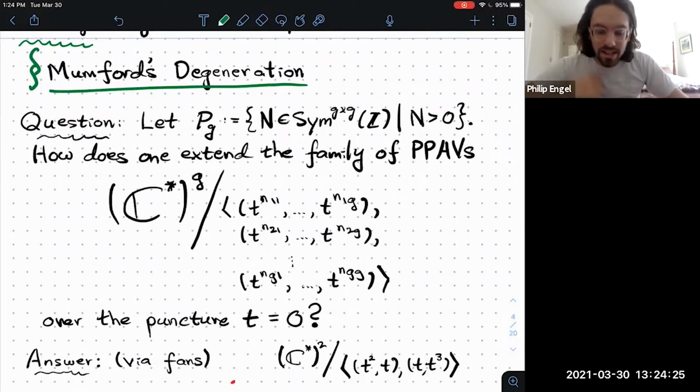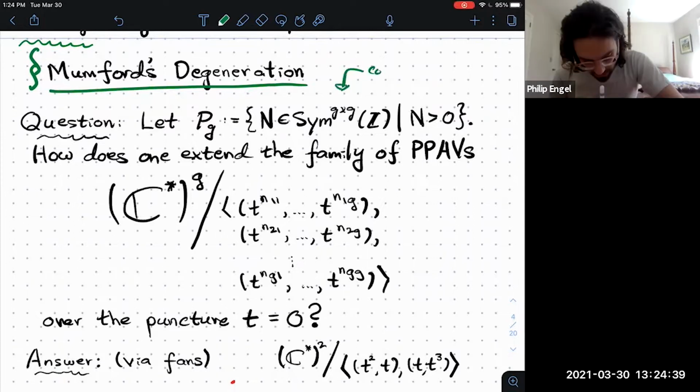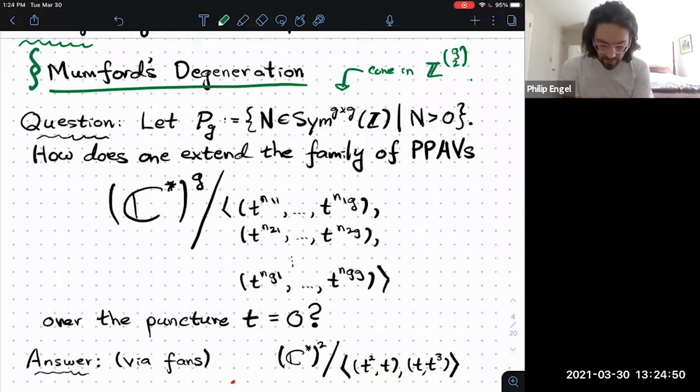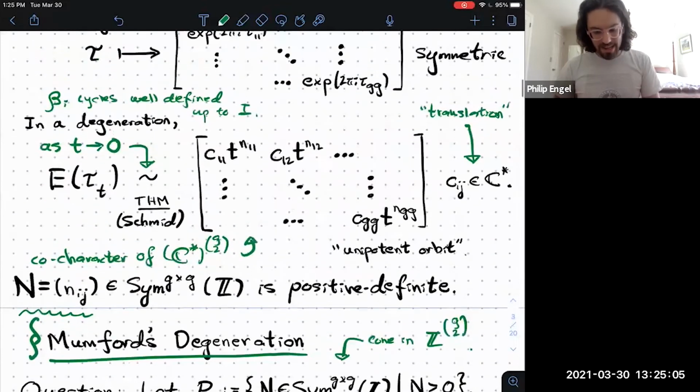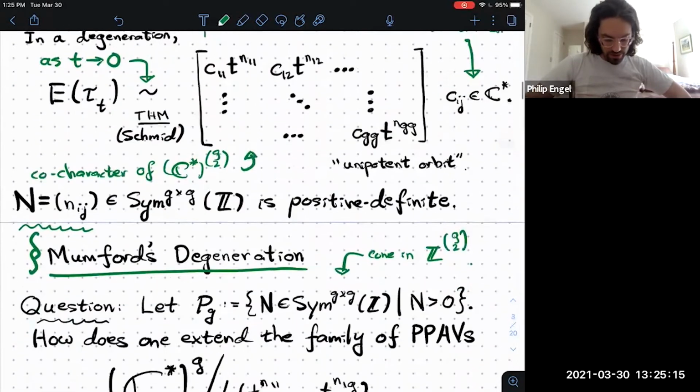So let me introduce some notation. I'm going to let P sub G be the space of symmetric integer positive definite matrices. Okay, so P sub G, this is a cone. This is a cone in Z to the G choose 2. It's a cone just because the sum of any two positive definite symmetric matrices is again positive definite and symmetric. And I'm going to sort of just get rid of these constants C, I, J, because they just ultimately translate everything, it's just a translation in C star to the G choose 2.